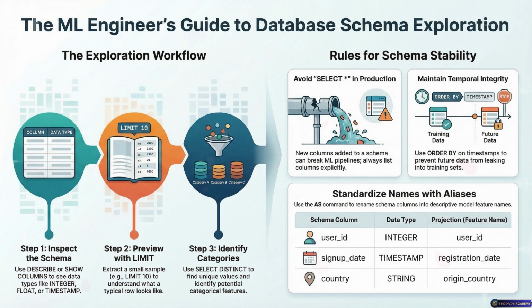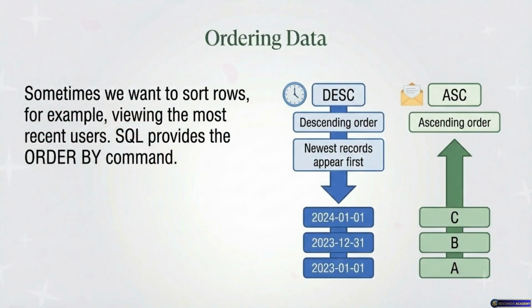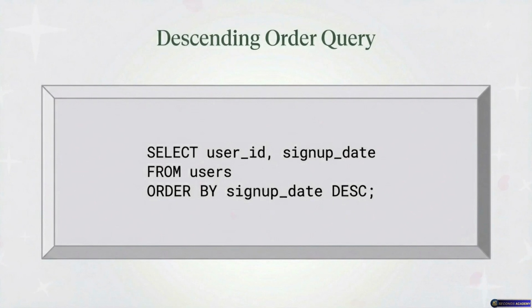Okay, so we've established how to project our columns, how to protect our production systems from schema changes, how to sample the data efficiently, and how to map our categories. Now we need to talk about the physical organization of the rows themselves. Yes. And this introduces a SQL clause that seems deceptively simple, but has massive implications for AI, the ORDER BY command. Deceptively simple is the perfect description. On the surface, ORDER BY is just a sorting mechanism.